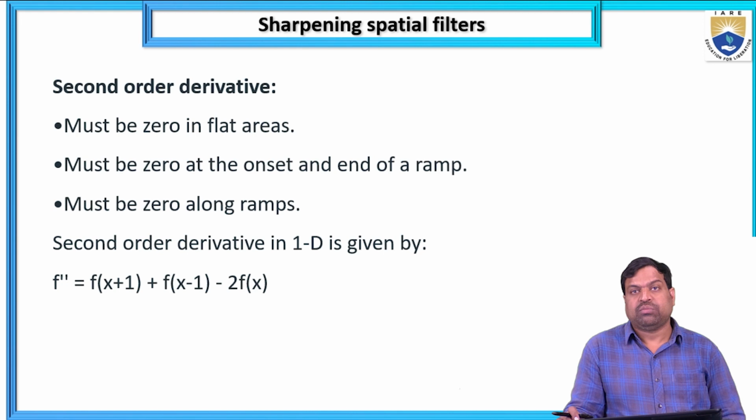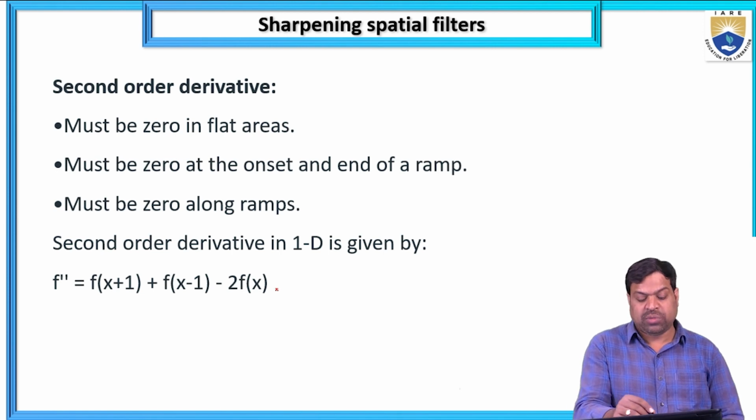What is the second order? Must be 0 in flat areas, must be non-zero at the onset and the end of a ramp, must be 0 along ramps. The second order derivative in 1D is given by f double dash equal to f of x plus 1 plus f of x minus 1 minus 2 into f of x. It is used for sharpening.